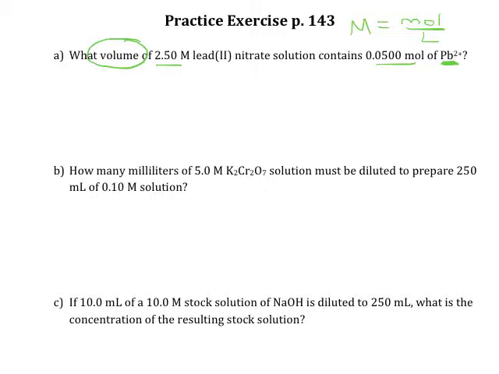So what I want to do is make sure I understand what the formula of this solution is. Lead 2 means it's Pb2 positive, nitrate is NO3 with a negative charge. The formula here is Pb(NO3)2. And essentially what that tells us is that in every mole of the lead nitrate solution, there's 1 mole of lead 2 positive ions.